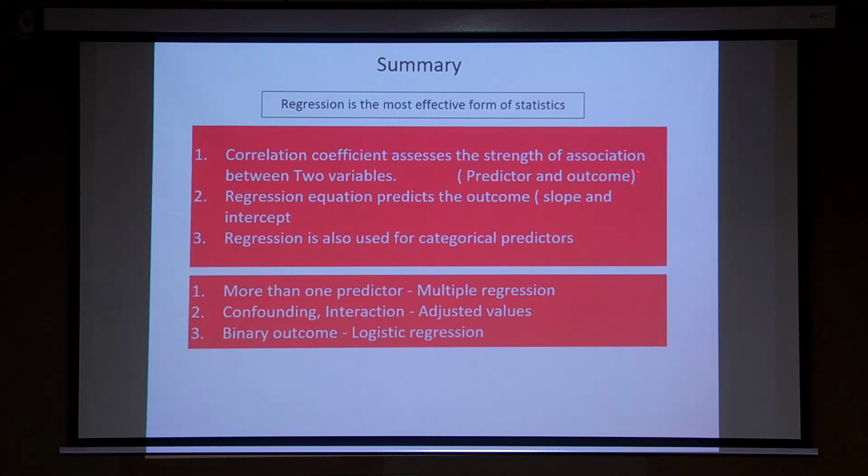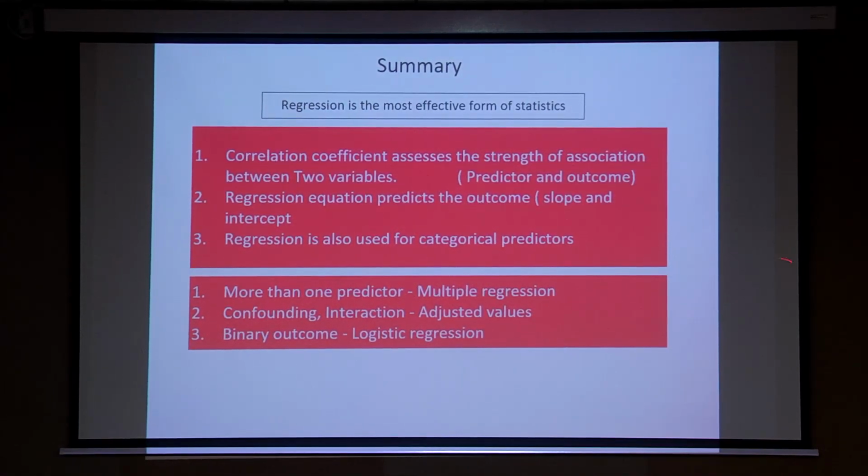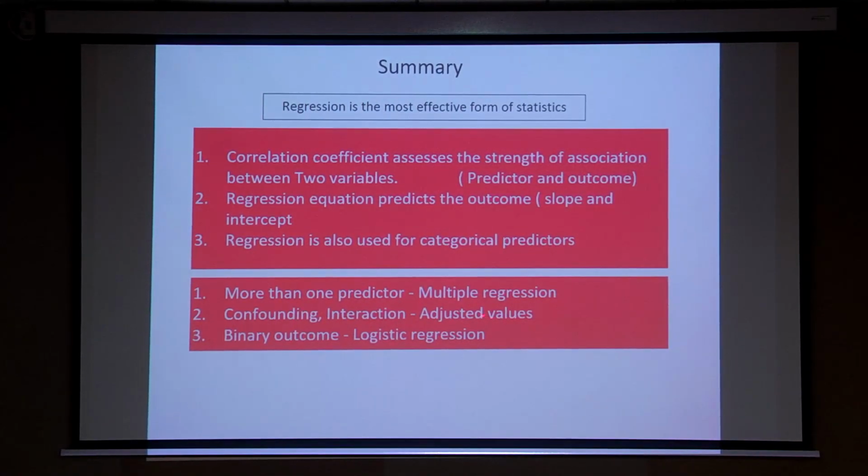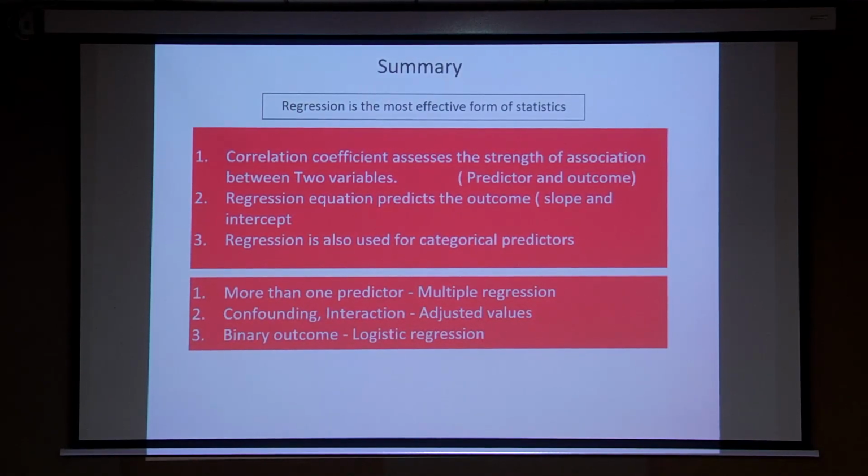Regression equation predicts the outcome based on some equation. For this average speed, I will have this many number of accidents. Regression is also used for categorical predictors, as I have explained. With more than one predictor, it goes for multiple regression. Confounding and interaction, they have adjusted values before getting reported. For binary outcomes, we need logistic regression. In logistic regression, the equation will be in logarithmic form. You have to calculate the value and convert it with the anti-logarithmic scale. You will get the real value.